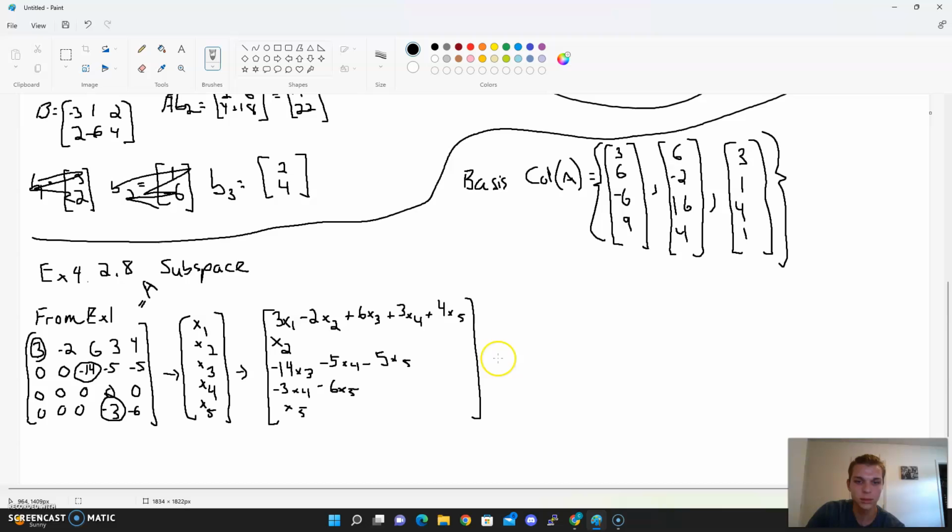From here, we set all these equations equal to 0 and we solve for each one. For this first equation, we solve for x1. Since x2 is already x2, since it's free, we don't do anything with that. For x3, we solve for x3 after we set it equal to 0, and so on and so forth.